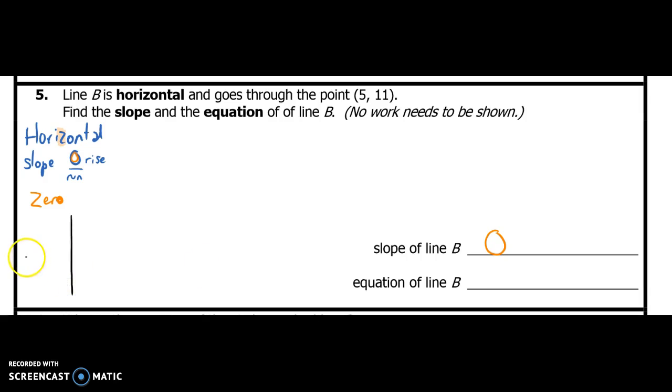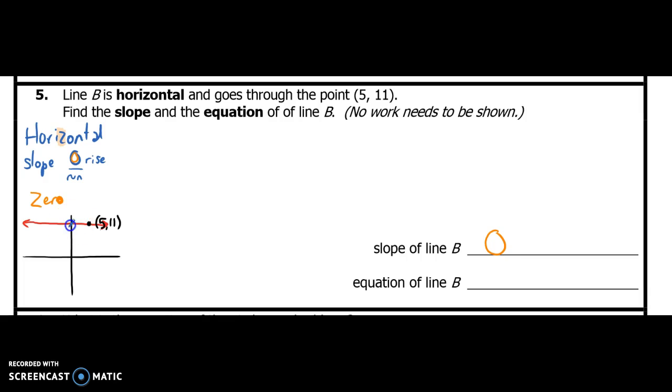For the equation, I know that I need to go through the point (5, 11). I'm not going to do a perfect graph here, but (5, 11) is up there somewhere. This is different from what you saw in your quiz, but the same general idea, just different numbers. So to be horizontal, just draw a line. It goes horizontal just like the horizon.